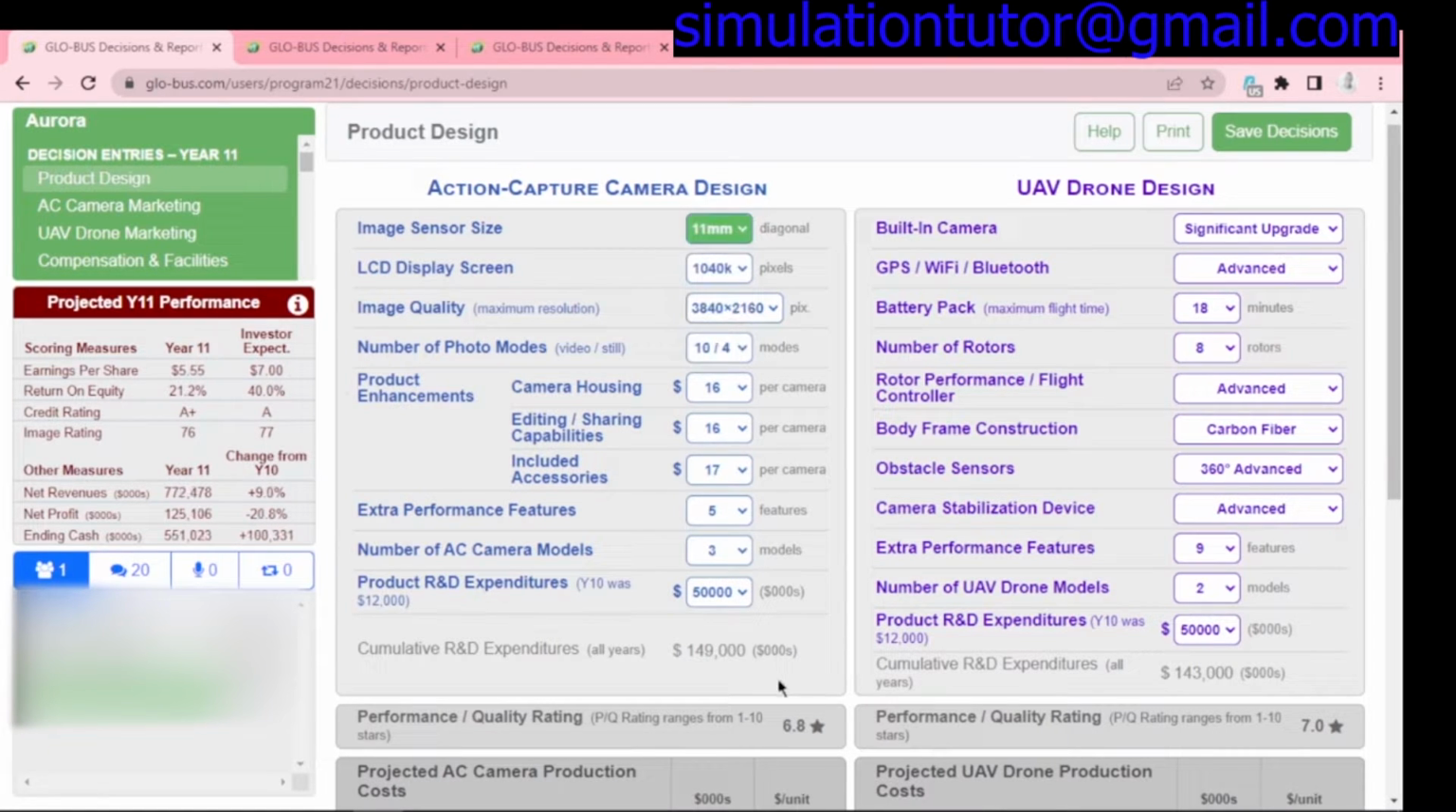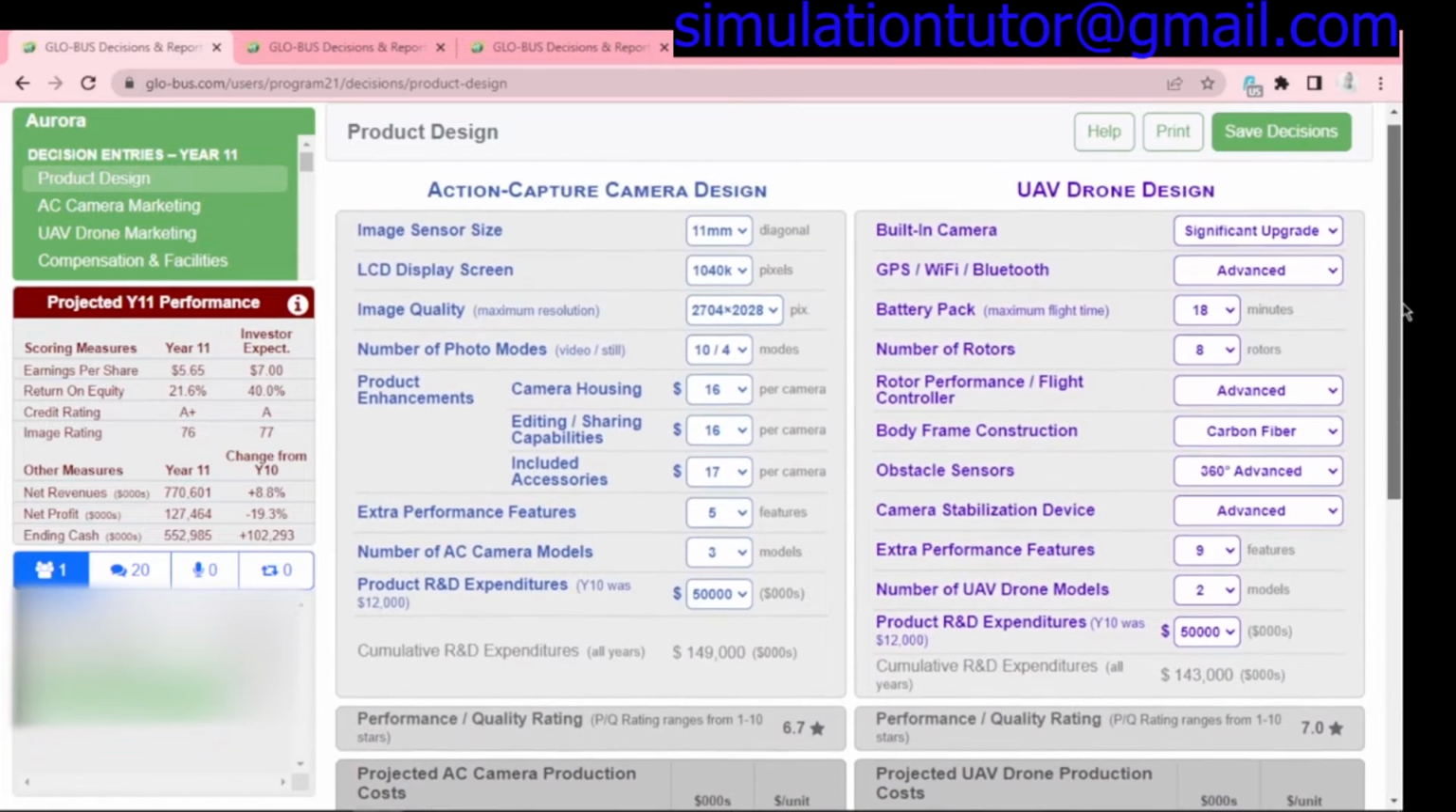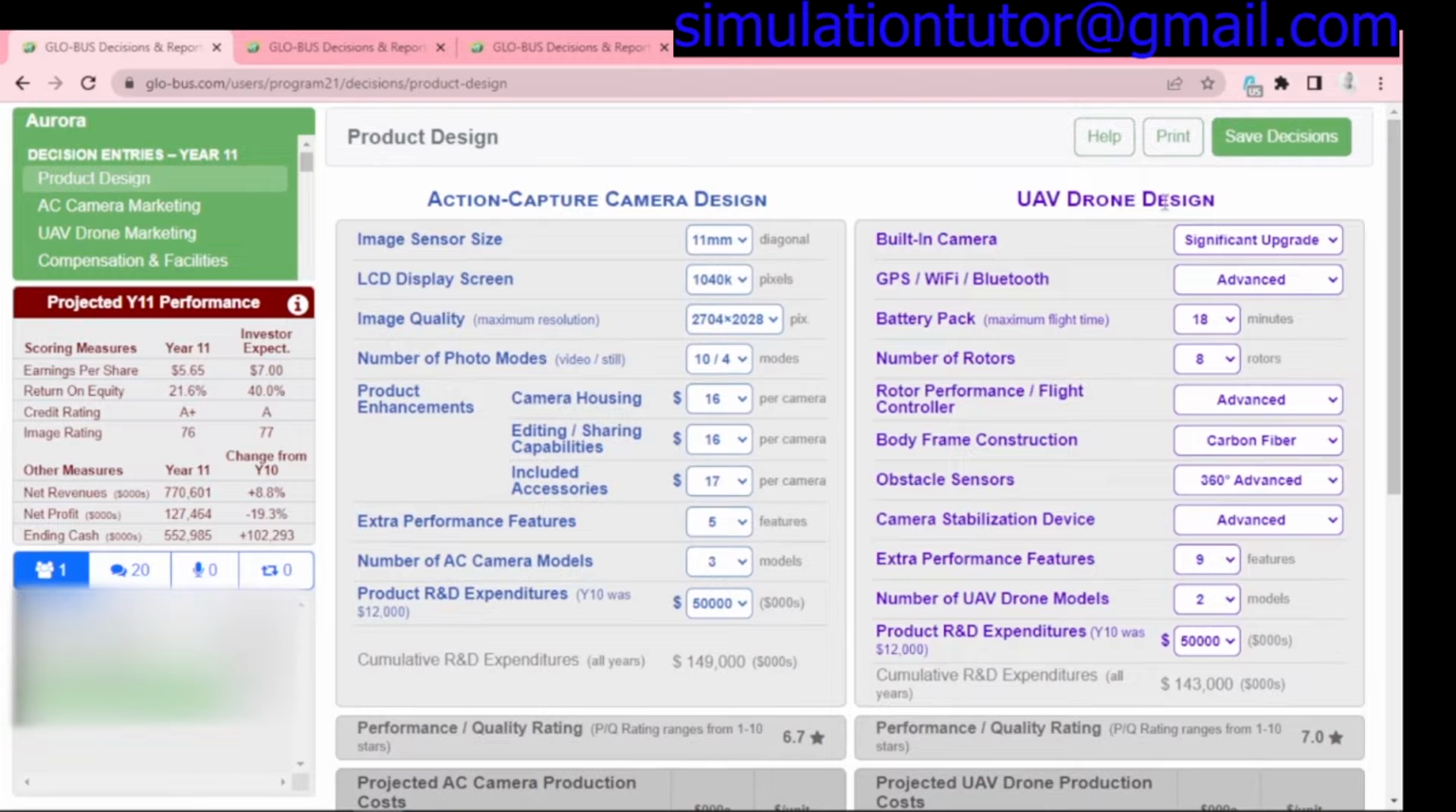Maybe I'll lower this because remember I want a PQ rating of about 6.7. So I'll also come and try to lower this. That takes me to 6.7. So I think with those decisions it's fine. I'll maintain a PQ rating of about 6.7. So the total assembly cost is 266. I think initially it was about 271. So I'll choose that.